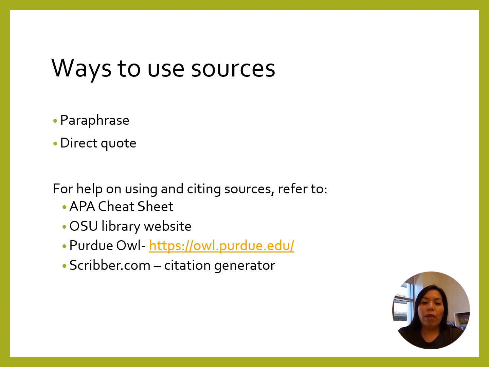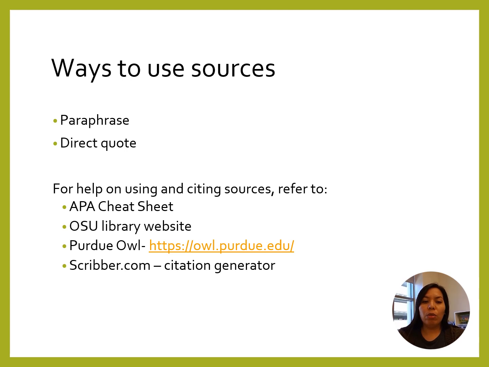In terms of help for using and citing sources, you can refer to 3 areas. I have on Carmen a very helpful APA cheat sheet. You can also go to the OSU library website, and if you'll notice beside the source, usually on the right hand, it will say cite source, and if you press that and drop it down, you can just click APA 7 and it will cite it for you.